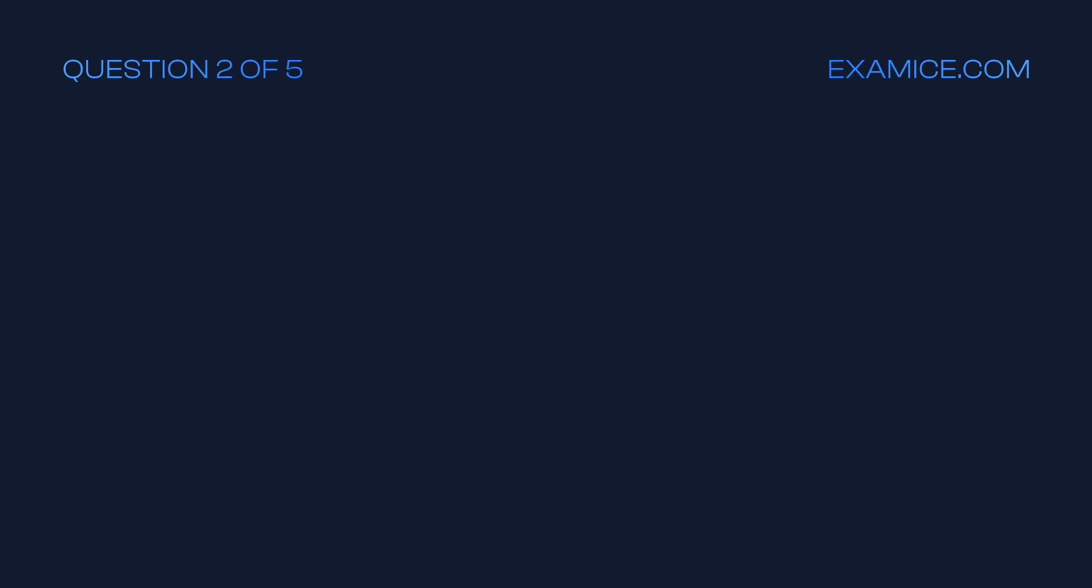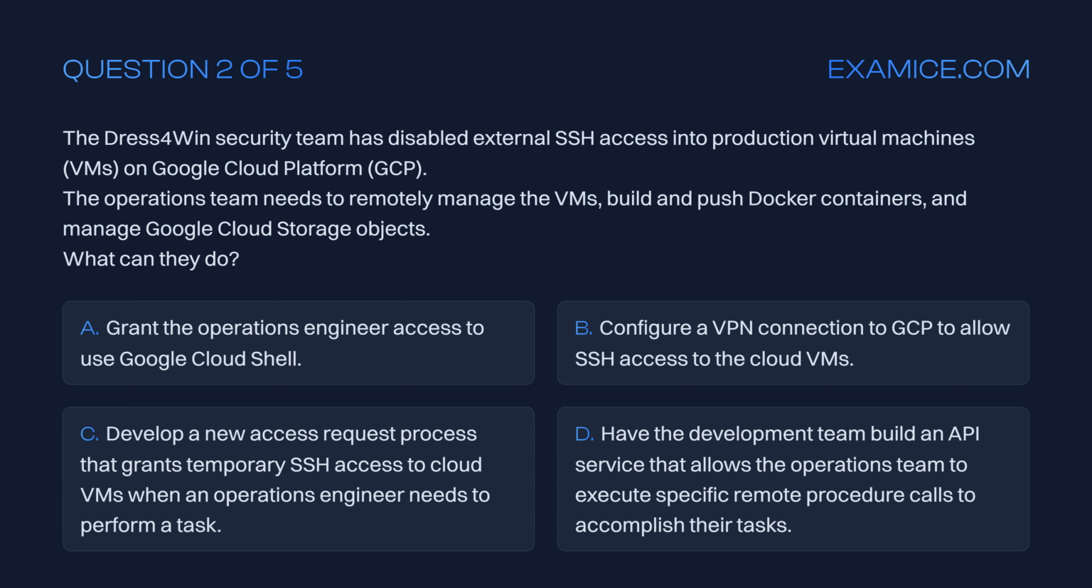Question 2. The Dresswin security team has disabled external SSH access into production virtual machines on Google Cloud Platform. The operations team needs to remotely manage the VMs, build and push Docker containers, and manage Google Cloud storage objects. What can they do?